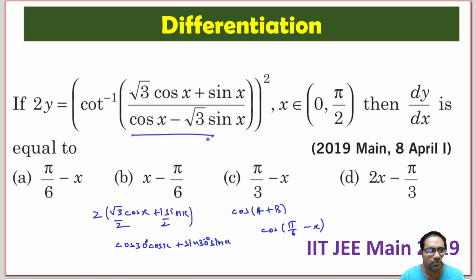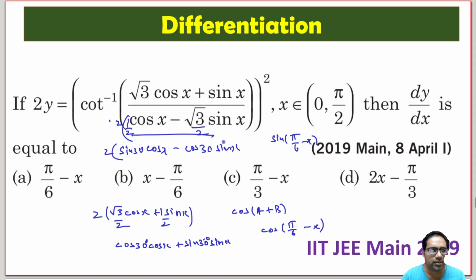Now can we convert this denominator also in terms of sin 30 minus x, or sin pi by 6 minus x? Yes, we can. Again, let us multiply this denominator with 2 and divide it by 2. So basically this becomes 2 into (1 by 2 cos x minus root 3 by 2 sin x). We want this in terms of sine pi by 6 minus x. This is already converted, right? Sine 30 cos x minus cos 30 sine x. This becomes 2 times this entire thing. Sine a cos b minus cos a sine b is nothing but sine 30 minus x.